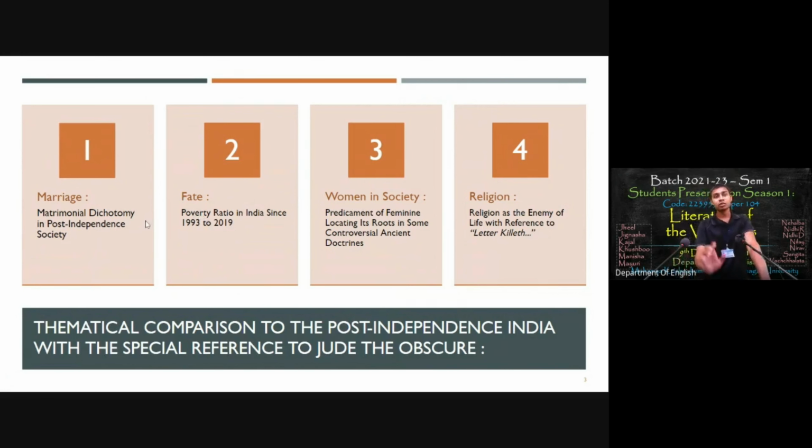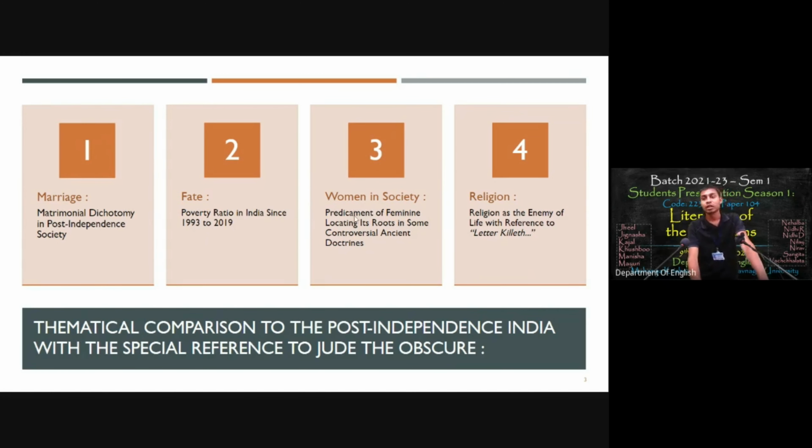I have taken some statistical evidence from various websites that I have mentioned in my references. Poverty ratio in India from 1993 to 2019. So what was the condition of our poverty ratio? It is an economic aspect we can compare to India with the reference of this novel.